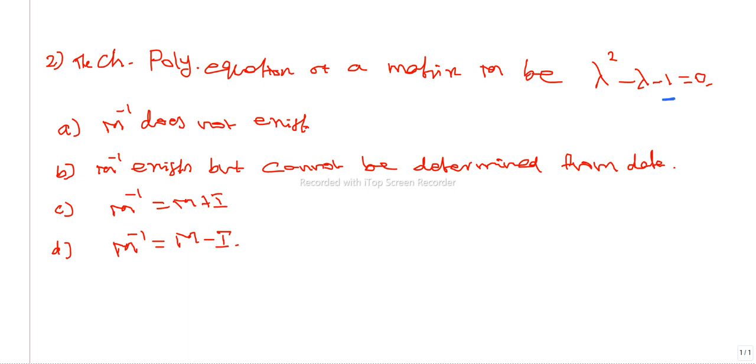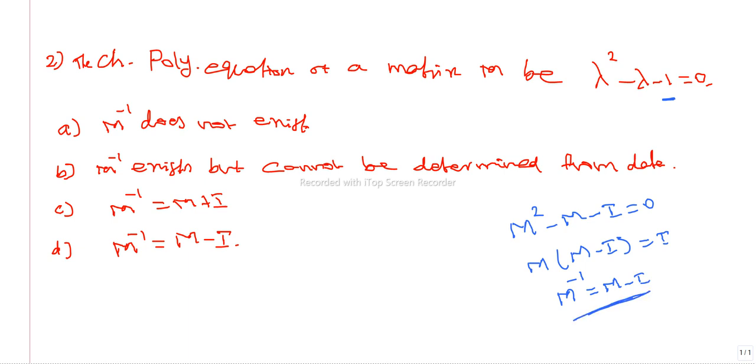And by the Cayley-Hamilton theorem, M satisfies its characteristic polynomial, therefore M square minus M minus identity equal to 0. Taking I to the other side, we get M square minus M equals I, and then we can take M outside, so M times (M minus I) equals I. Now multiply by M inverse on both sides, because M inverse exists as the determinant is non-zero. Therefore M inverse is equal to M minus I. So this is the answer.